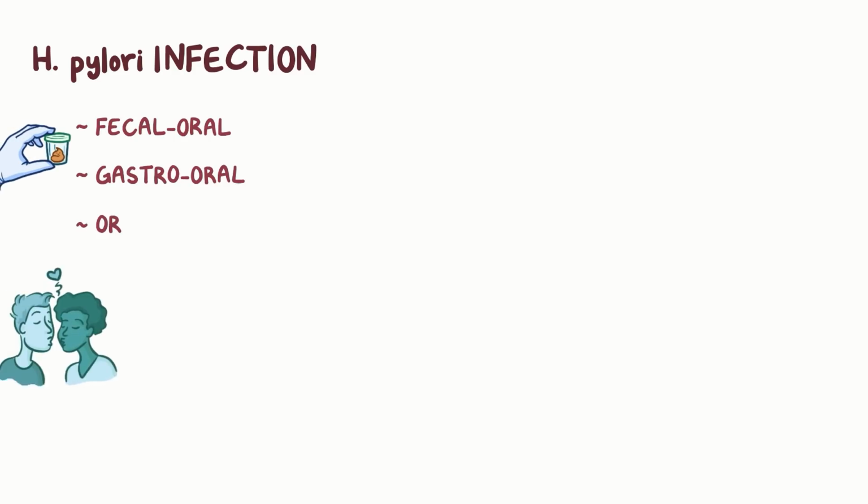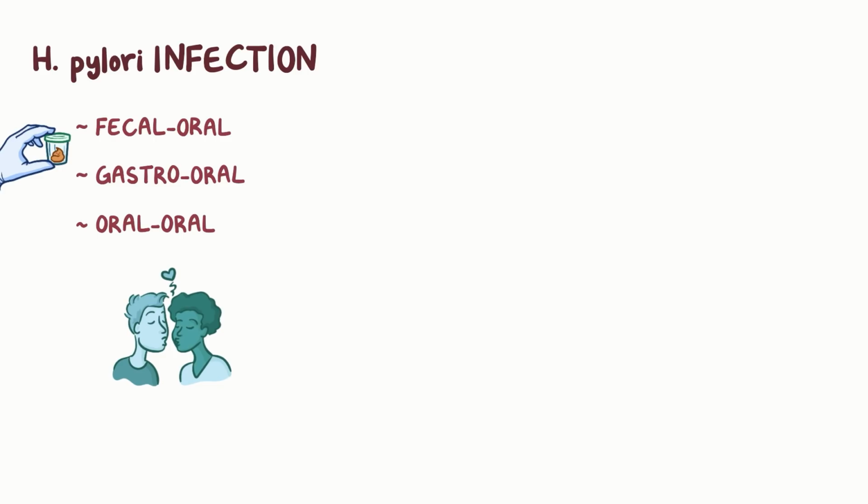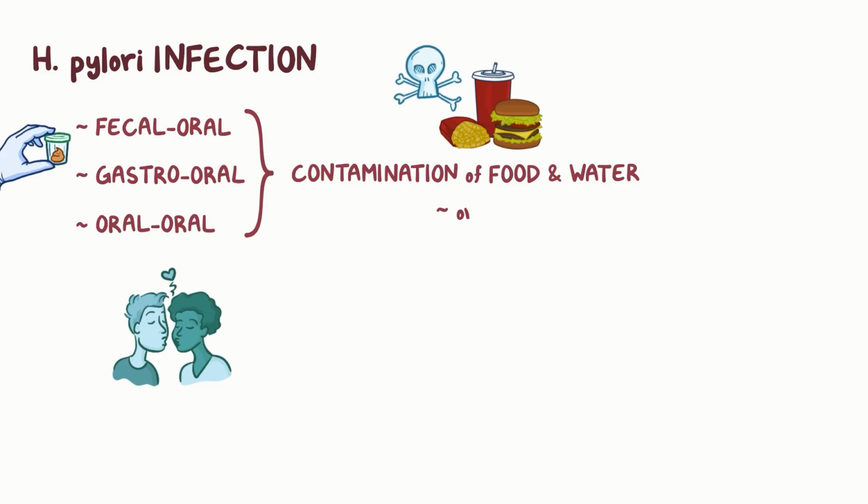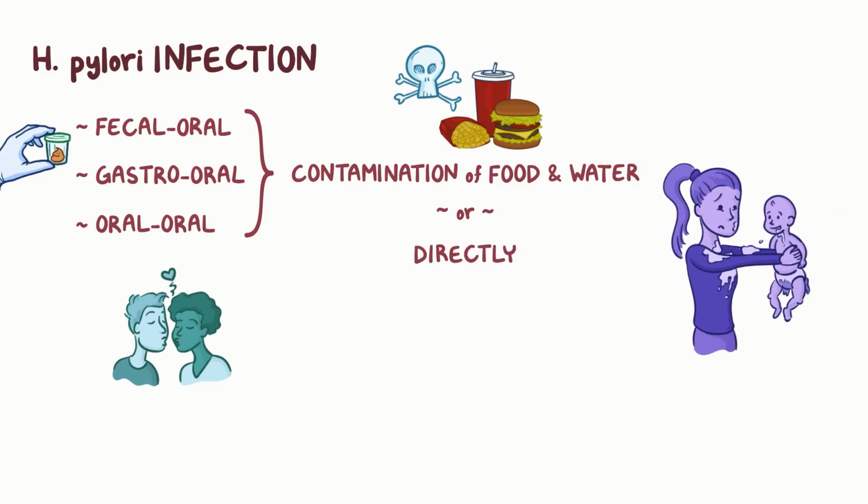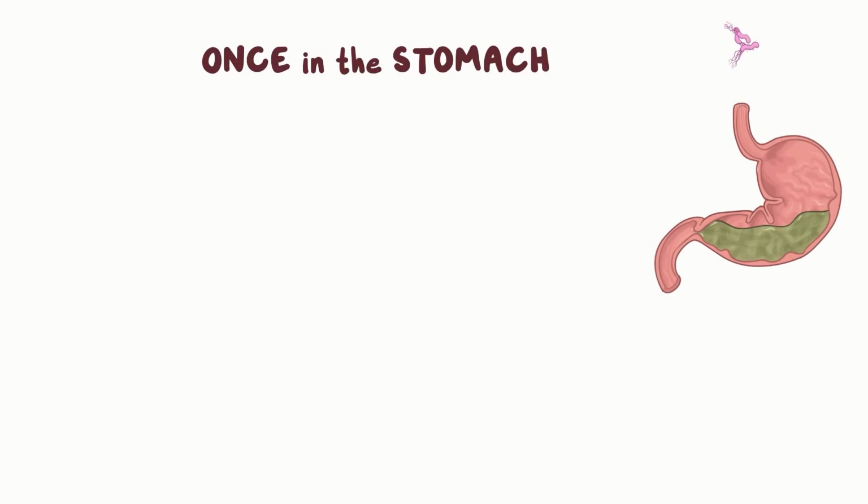An H. pylori infection is thought to spread through fecal-oral, gastro-oral, and perhaps oral-oral transmission from one infected individual to another. That is, through contamination of food and water, or even directly with fecal matter, vomitus, or saliva. However it makes its way into the body, once it arrives within the stomach, H. pylori uses its flagella to propel towards the stomach lining.